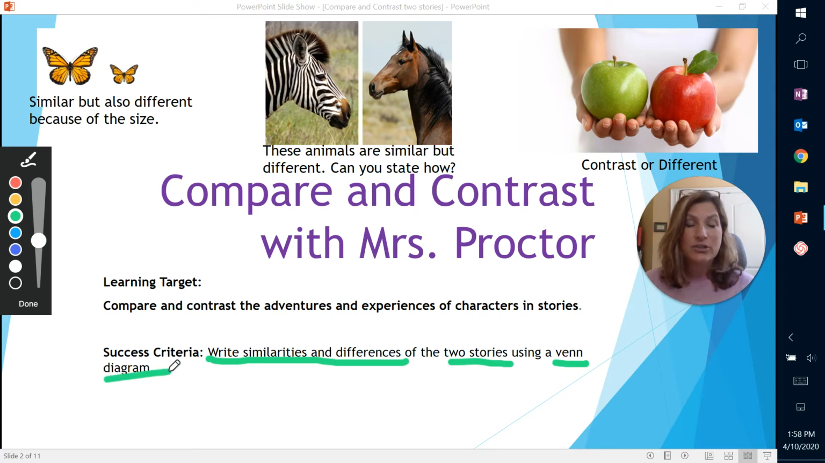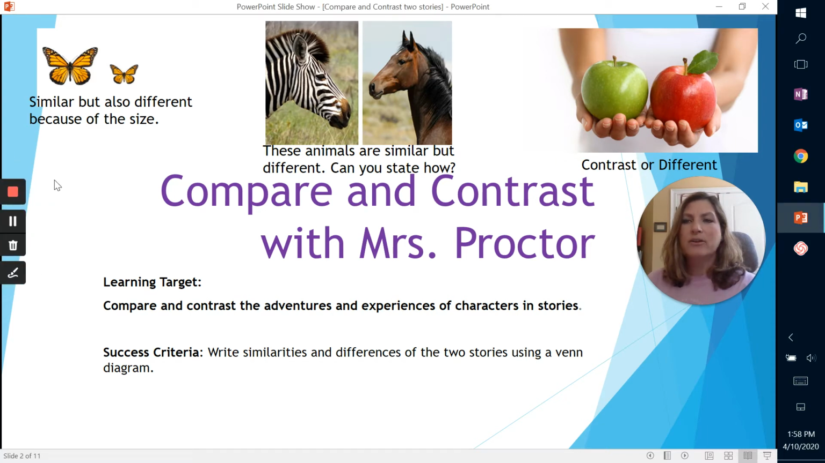Now, you're going to listen to two stories during this lesson, and then you're going to go back and compare and contrast. Now, what in the world is Ms. Proctor talking about, compare and contrast? Well, when you compare something, you're trying to find out how they're similar. If you look up here on the board, I've got two butterflies here. They're the same in their color, but when I contrast them, they're different in their size.